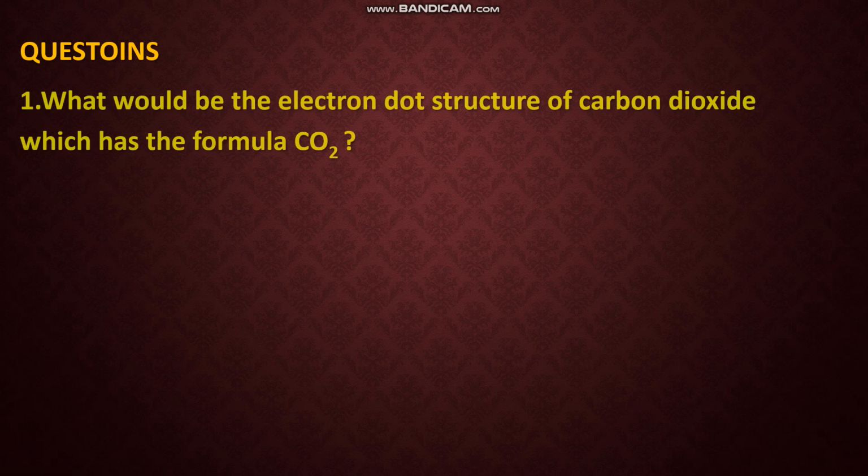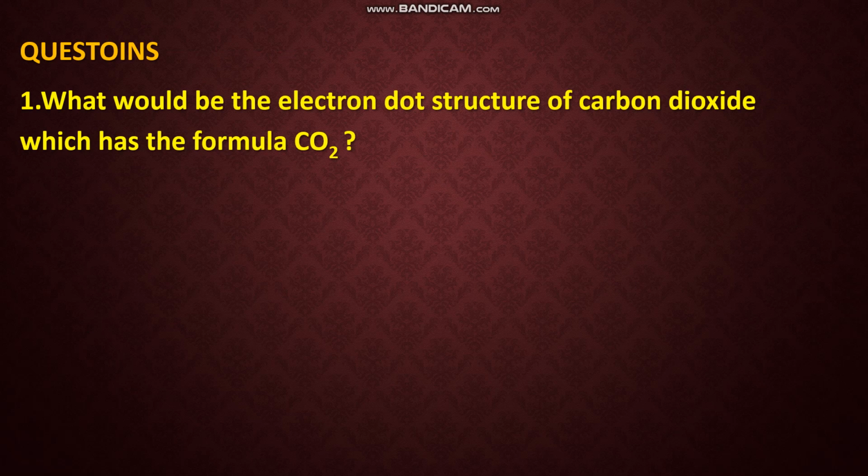So next we are going to discuss a few questions which are given in your textbook. Let us see the first question. What would be the electron dot structure of carbon dioxide, which has the formula CO2? To write the electron dot structure, we have seen already when discussing the covalent bond, we have written a few electron dot structures of hydrogen, nitrogen molecule, CH4, etc. Similar way we can write for carbon dioxide also. Here one carbon and 2 oxygen atoms.